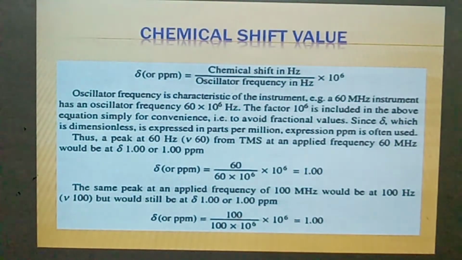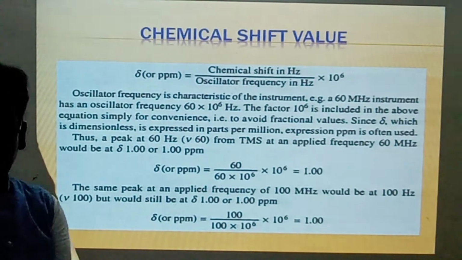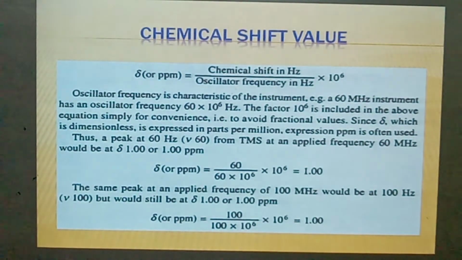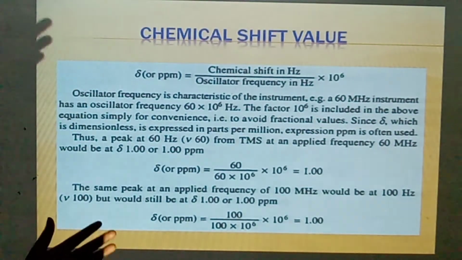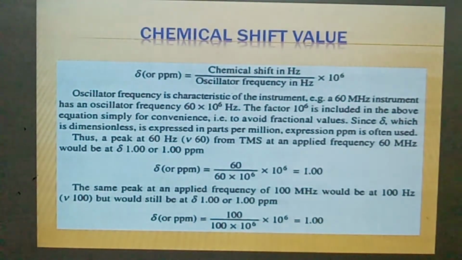And how do we measure? What do we mean by chemical shift? The definition of chemical shift is the absorption position of a particular proton of our new organic compound with respect to the absorption position of tetramethylsilane. That is called chemical shift. From 0, it is how much downfield shift has occurred for a particular proton for which we are recording the NMR data.